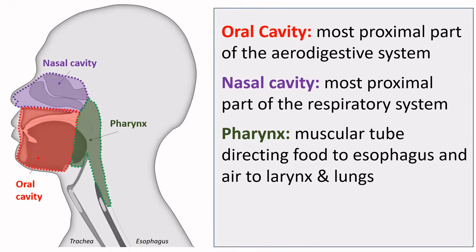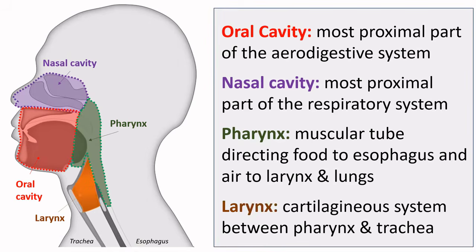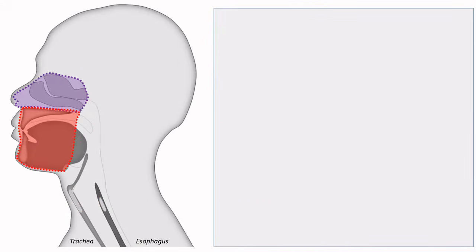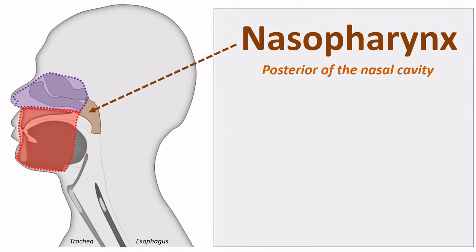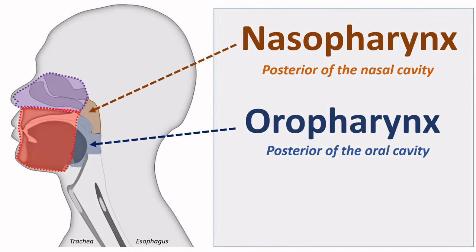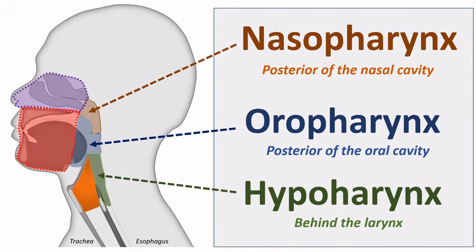The pharynx can be located behind the oral cavity, which is the first part of the aerodigestive system, and the nasal cavity, which is the most proximal part of the respiratory system, and is also located in front of the larynx, which is the cartilaginous system located between the pharynx and the trachea. The part of the pharynx located behind the nasal cavity is called the nasopharynx, the part located behind the oral cavity is the oropharynx, and the part located behind the larynx is the hypopharynx. But I am repeating myself.